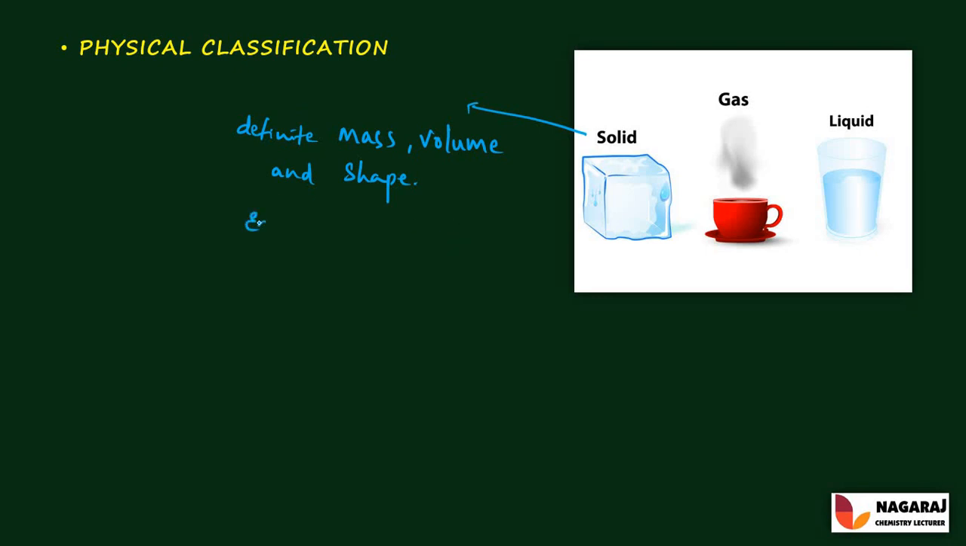For example, let us take book, pen. And in the chemicals, gold, copper, etc. So all these substances are generally to be called as solids. That is, solids are the substance which possess definite mass, definite volume, and definite shape.